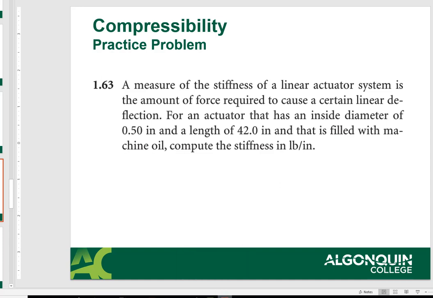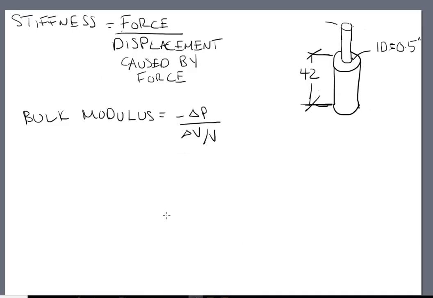So what does that mean? I've drawn a free body diagram here, but basically, you can think of stiffness as a spring. So basically it's force over the displacement caused by the applied force. I've just drawn a bit of a diagram here. So we have an ID of 0.5 inches.